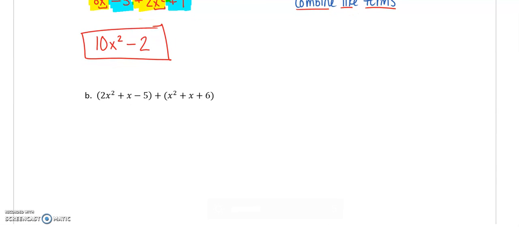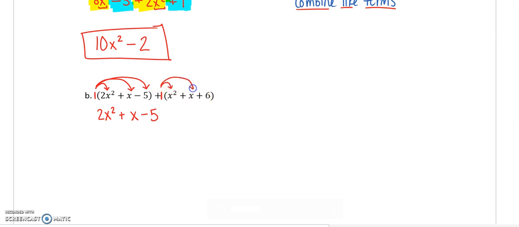So again, same process. We want to get rid of the parentheses, and then we are able to combine like terms. Well, to get rid of these parentheses, I have to imagine that there's a number in front of them so I can distribute. So in these cases, again, it'll be a positive 1. When you don't see any number there, we know that it's really a positive 1. Alright, so I'll distribute a positive 1. That will stay the same. 2x squared plus x minus 5. And same thing on the second one. Distribute the positive 1. So that will turn into just x squared still, plus x plus 6.